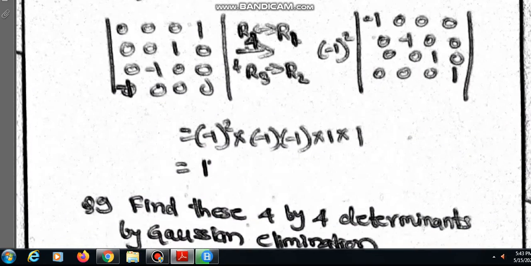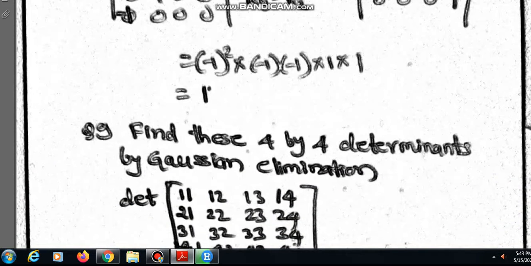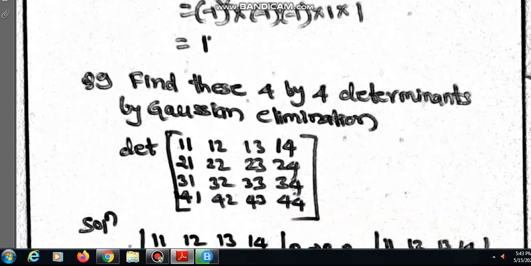So you can find out the determinant and check it will be equal to 1, the product of the diagonal matrix. Just you have to arrange the rows and then apply the rule.